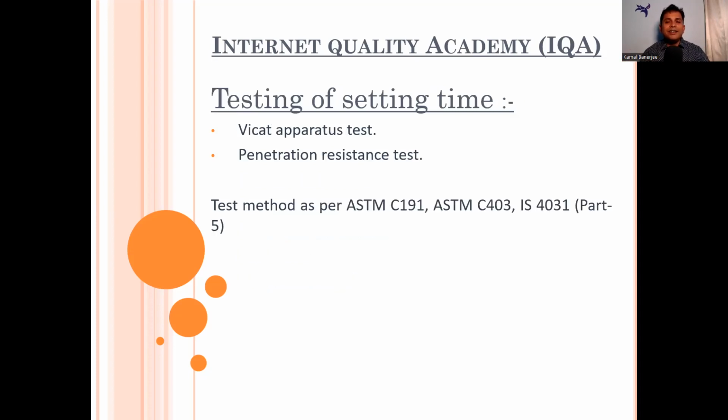And how we can test that is the Vicat apparatus test and the penetration resistance test. We can easily find out the setting time of the concrete. The test methods are as per ASTM C191, C403, and IS 4031 Part 5. These codes are well defined, and all the details are there on how to prepare and how to do the Vicat apparatus test and penetration resistance test to know the setting time of the concrete.